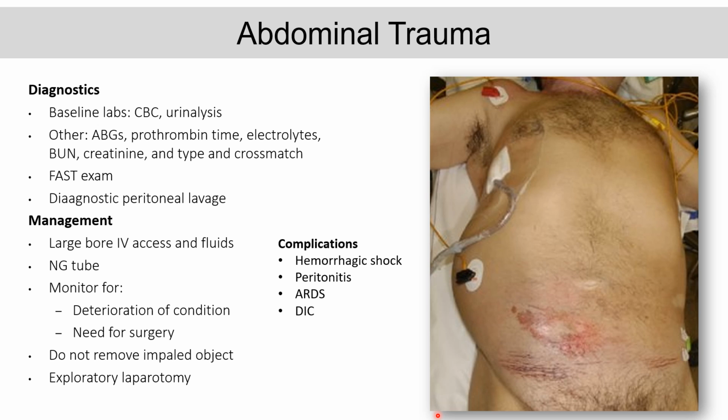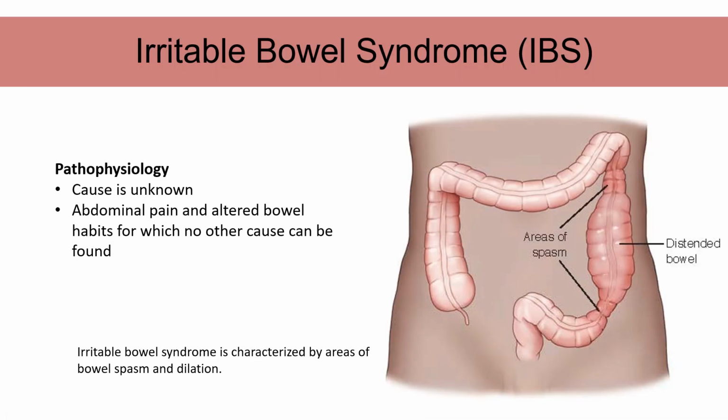Some complications that can happen, hemorrhagic shock, peritonitis, acute respiratory distress syndrome or ARDS, or DIC, which is disseminated intravascular coagulation, which you'll talk about more in Med-Surg 3. Okay, so we're done with abdominal trauma. We're moving on to Irritable Bowel Syndrome, or IBS. Not to be confused with IBD, which we talk about next.